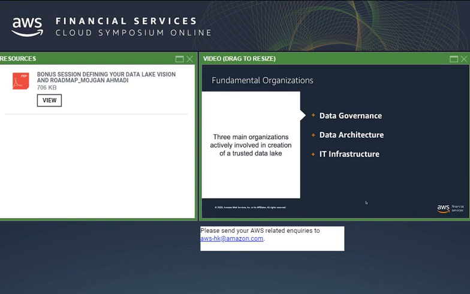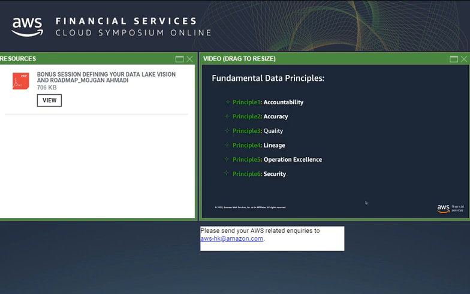Financial institutions should have in place a strong data governance framework. This framework should have a sponsorship from senior management. Therefore, the first step is to identify organizations that are actively involved in creation of a trusted data lake. They usually are data governance, data architecture, and IT infrastructure. Once you identify those, the next step is to clarify service level standards and policies on overall data integrity, data lake risk management, and its controls. Using that, you can finalize your high level data principles. And these principles are going to help you to achieve a well architected data lake.